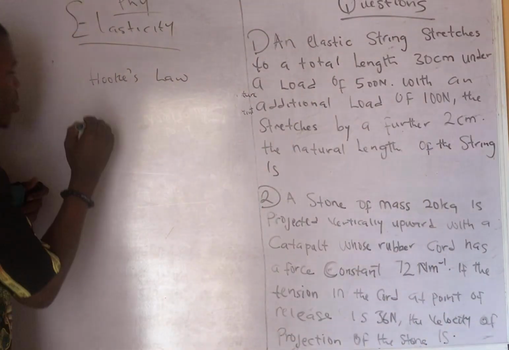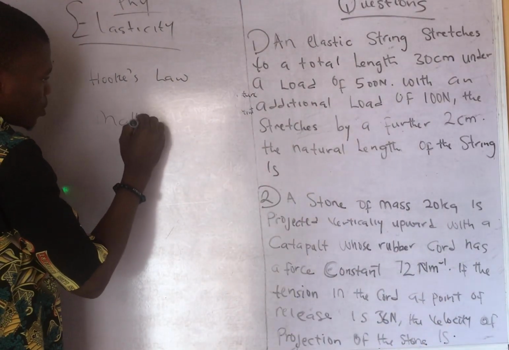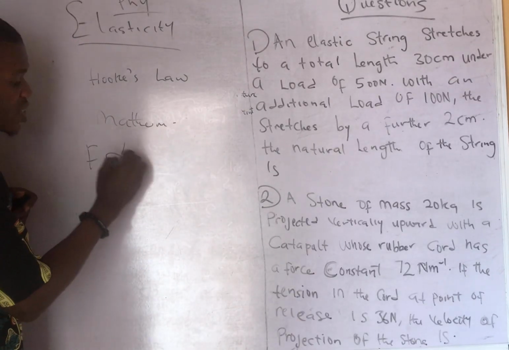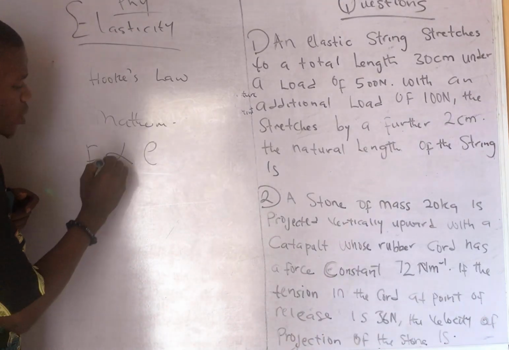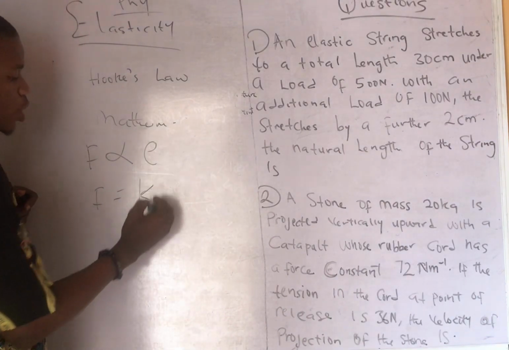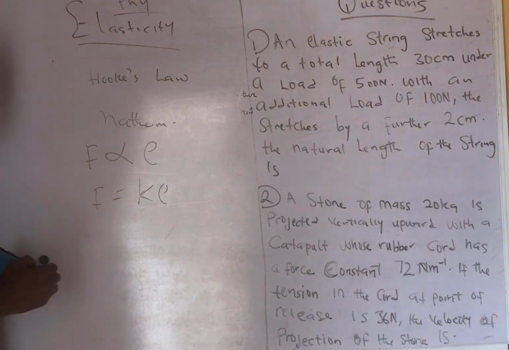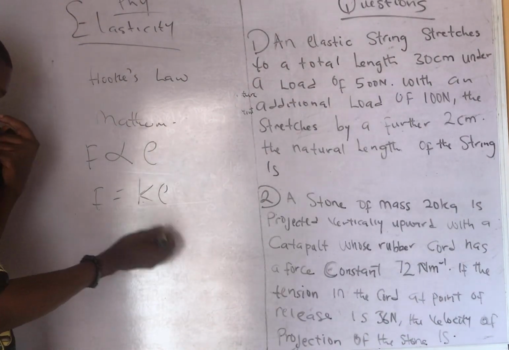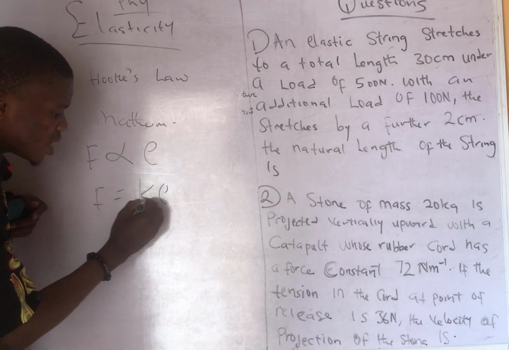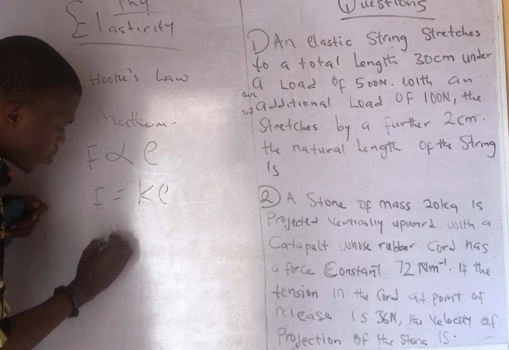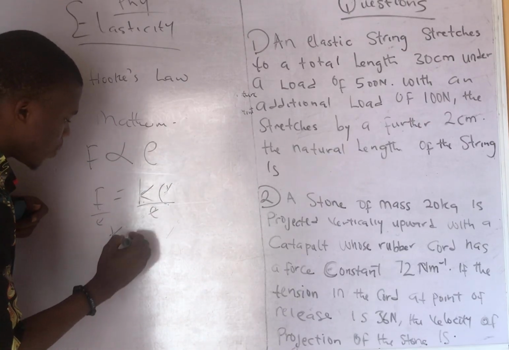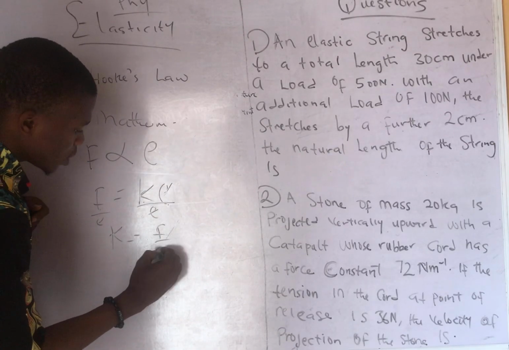Hooke's law can be mathematically stated as F. Since force is directly proportional to the extension, if the proportionality sign is removed, an equals sign is introduced, and a constant is introduced, which is k. So F equals k e, where F is force, k is the constant, and e is the extension. To get the SI unit for the constant, make k the subject of the formula: divide by e on both sides, e cancels e, and k equals F over e.